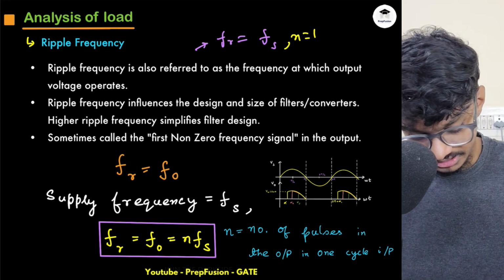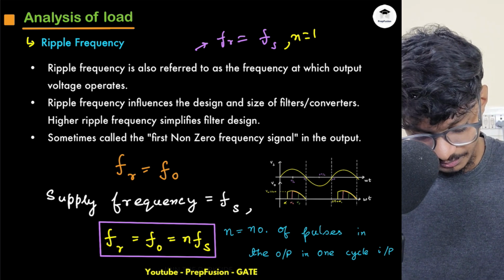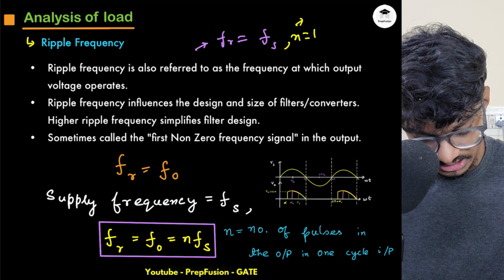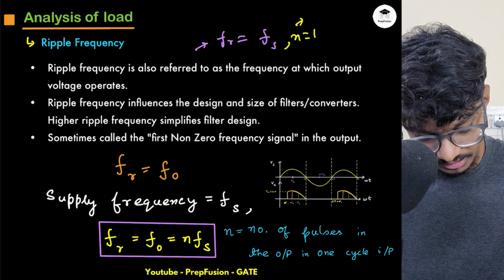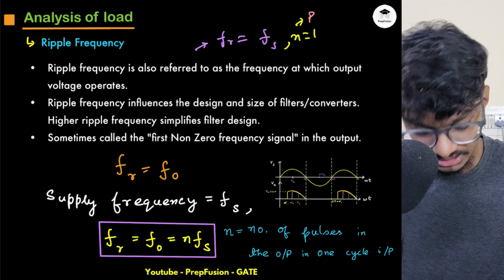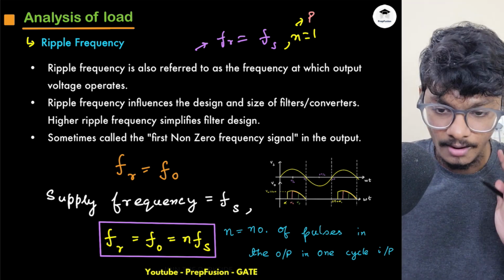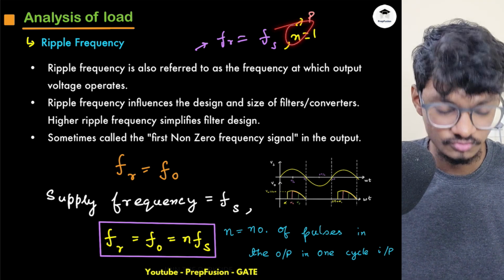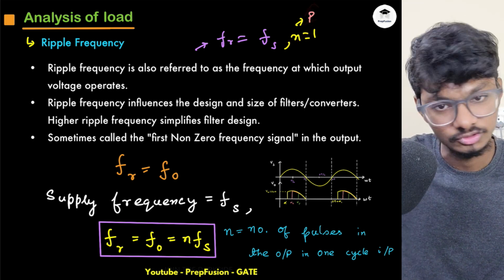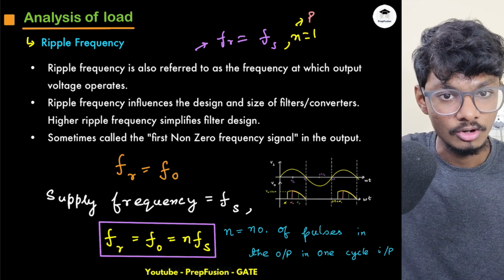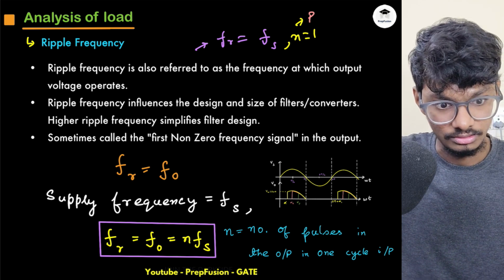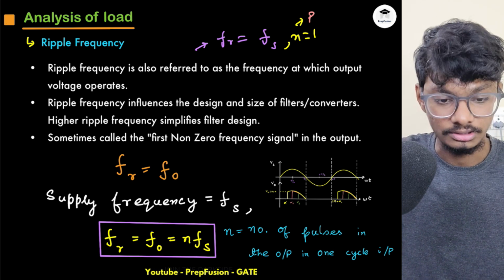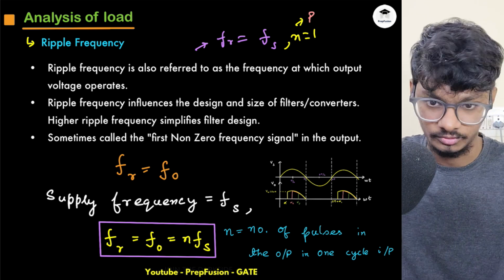Sometimes this n is also written as P. This can be written as P as well, basically the pulse number. Because n is used for harmonics as well, that's why we define P. So how many pulses are there in one cycle of the input? The number of pulses in the output in one cycle of input. Okay, that is the definition.